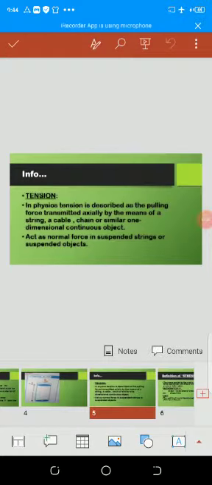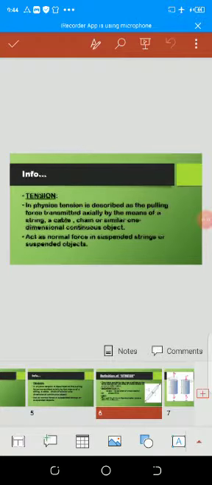Now the info: what is tension? In physics, tension is described as the pulling force transmitted exactly by means of a string, cable, chain or similar one-dimensional continuous object, acting as a normal force on suspended strings or suspended objects.